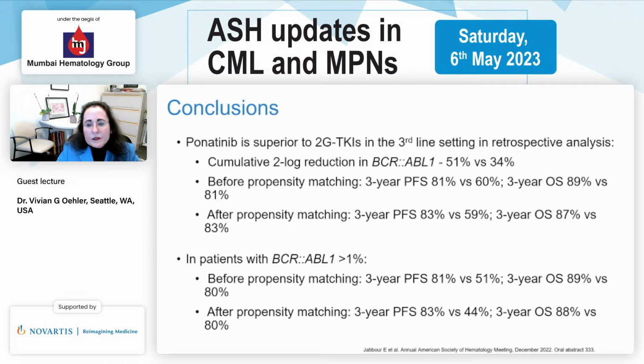In this presentation, the authors demonstrated that ponatinib was superior to 2G TKIs in regard to the cumulative 2-log reduction in BCR-ABL, progression-free survival, and overall survival. And this difference was even more evident for patients who had high burden of CML disease with BCR-ABL of greater than 1%, and suggests that these patients in particular will benefit from a potent third-generation TKI, such as ponatinib.